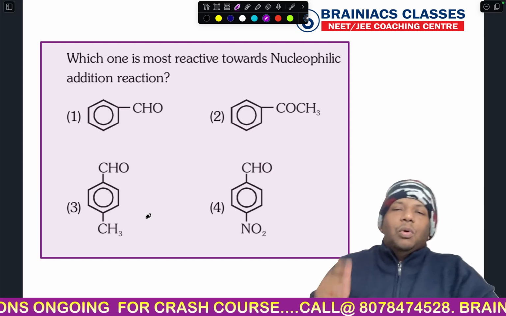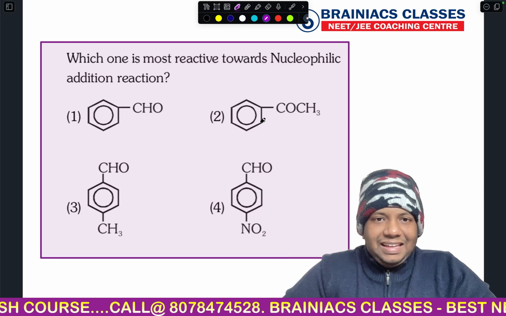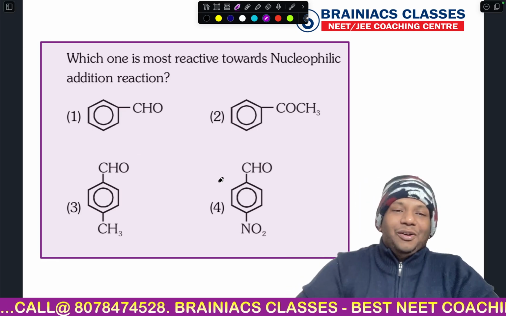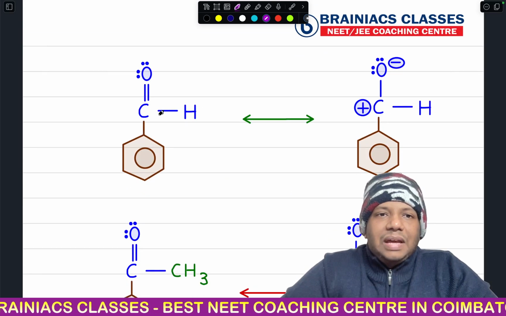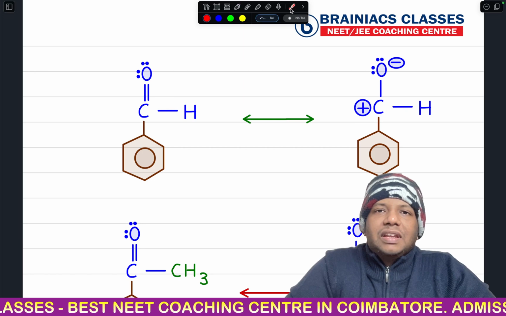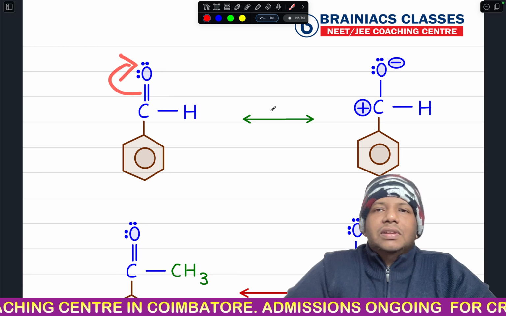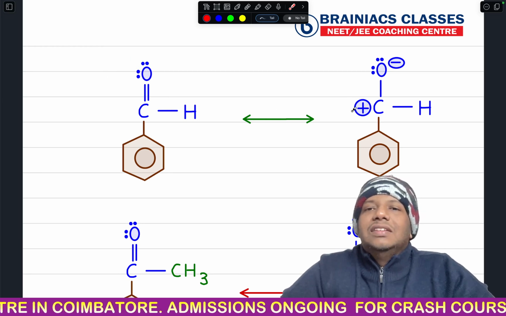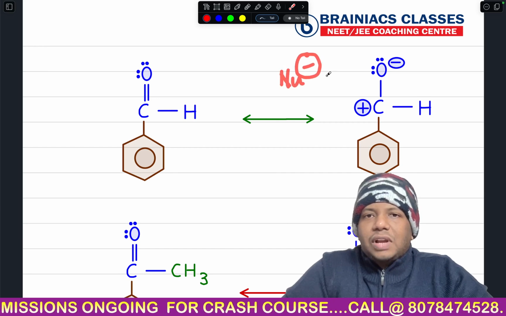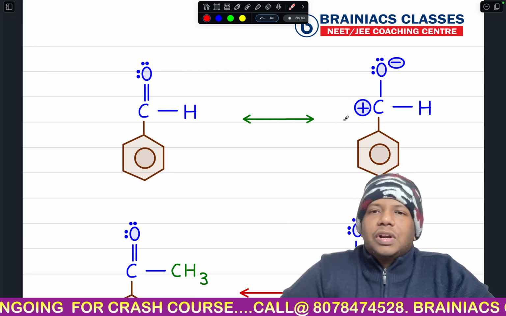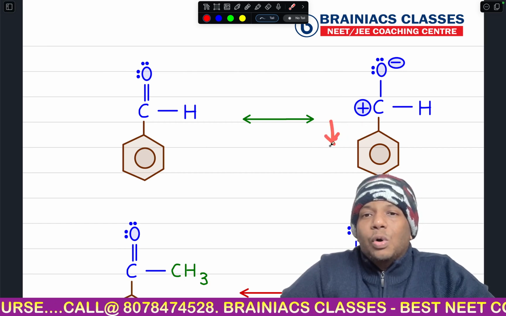Which one is most reactive towards nucleophilic addition reaction? Almost a similar question. But here I have given a benzene ring along with some substituents. Now let's analyze. Here you can see an aldehyde is given, with a benzene ring here. Next step, what you need to do? You do the polarization. So you have the positive charge. I can easily say this positive charge will enter into resonance with the benzene ring, and when the nucleophile is trying to come to the positive charge, it has already gone somewhere.